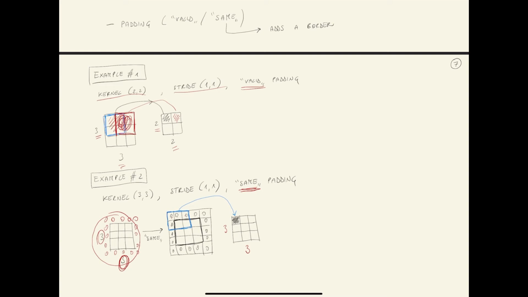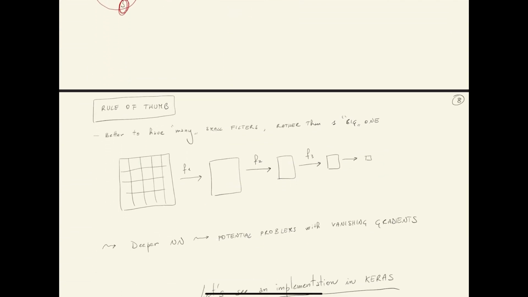So there are cases where you want to keep the dimensions, so you use same as padding, and there are cases when you don't care, so you use valid. That's the idea.